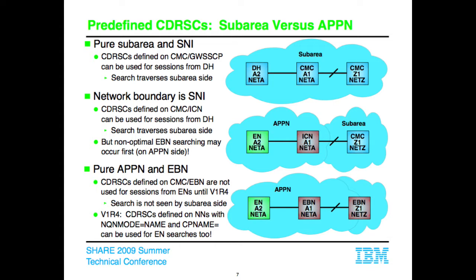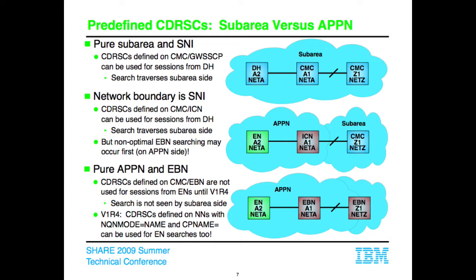Now the good news is that with that new NQN mode for directory services database function, you can actually predefine the CDRSCs on the CMC only, and if you make sure you code the NQN mode equals name and/or CP name operands on there, then it will cause us to preload the directory services database also. Now when the search request comes in from the end node, the APPN side actually has the ability to translate it to a network qualified name, and the APPN side can do that before doing any APPN border node searching, which would require us to select an appropriate ADJCLUST table.